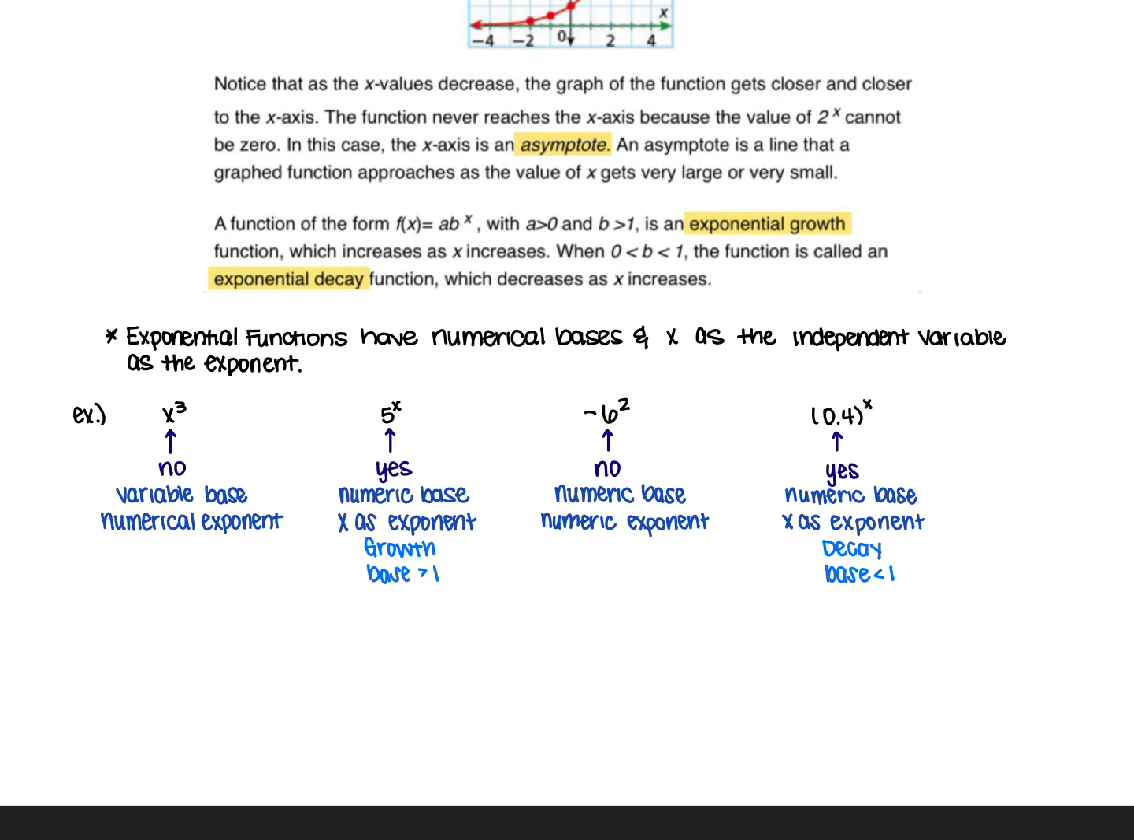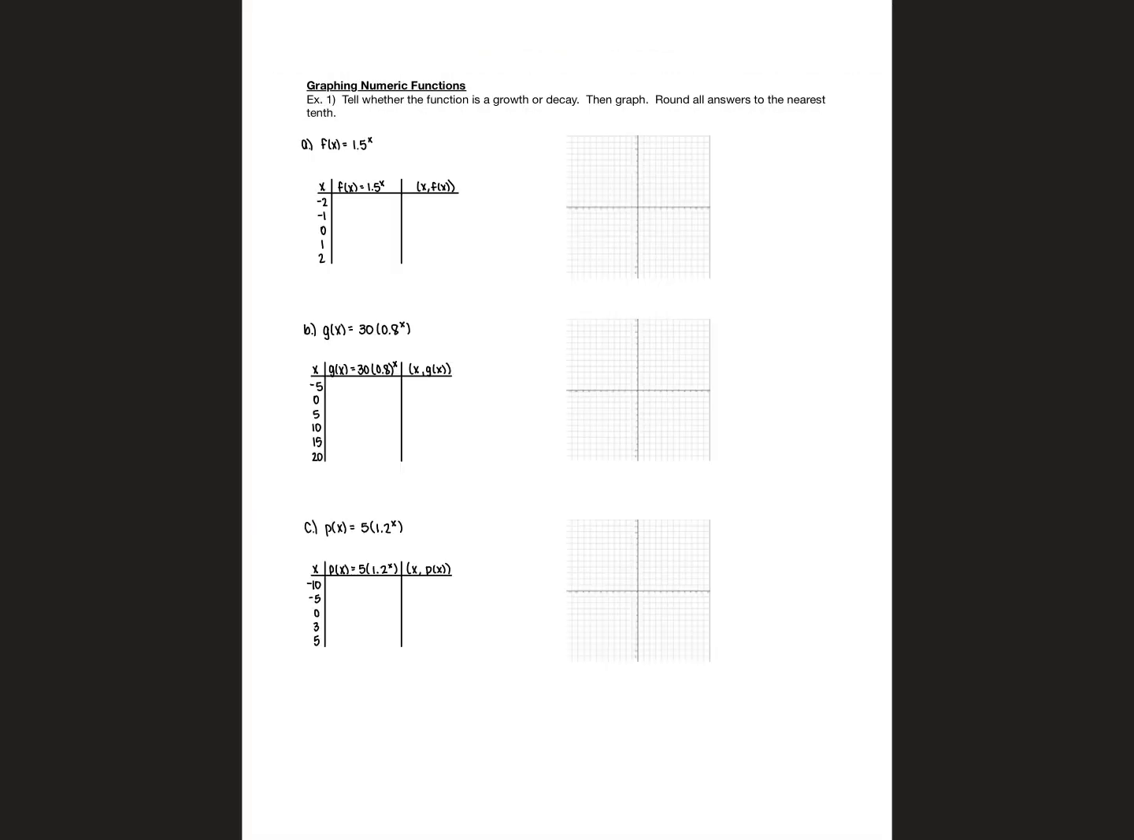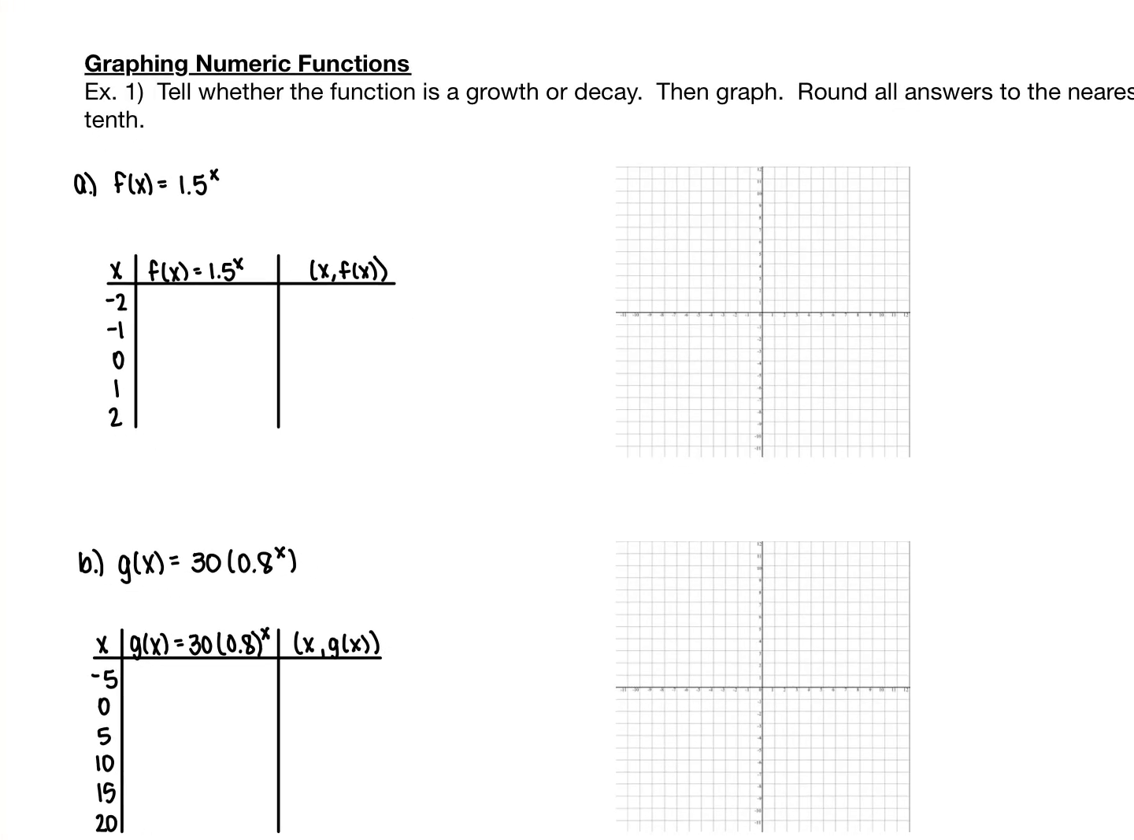To the right of that, you have negative 6 to the second power. This does not even have an x involved in it, so this is not an exponential function. However, the one all the way to the right, you have 0.4 to the power of x. Your x is your power, so it is an exponential function. And your base is 0.4, which is less than 1, greater than 0, so you do have a decay on this function. With this, we're going to keep this in mind while we graph different functions.